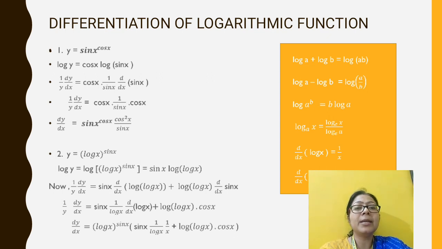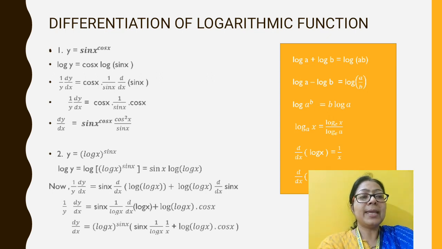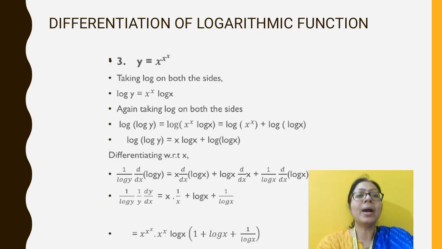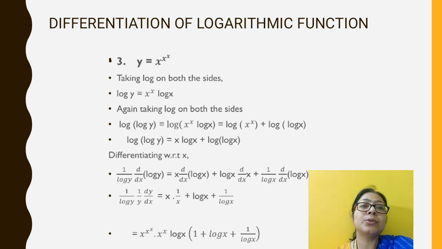Then in the bracket sin x into 1 by log x into 1 by x plus log x into cos x. So the next sum, y is equal to x to the power x to the power x. Here, taking log on both the sides, we take x to the power x in front of log x. Then again taking log on both the sides, so left hand side is log of log y.